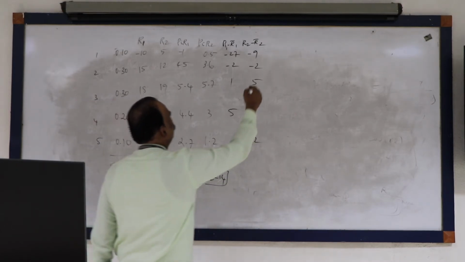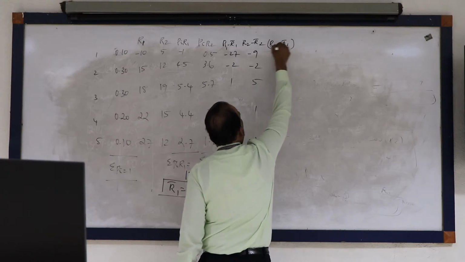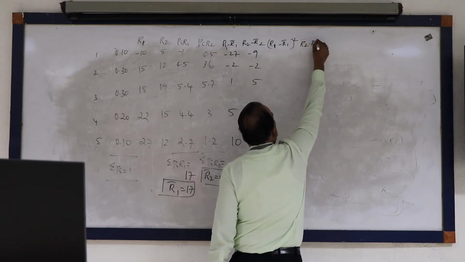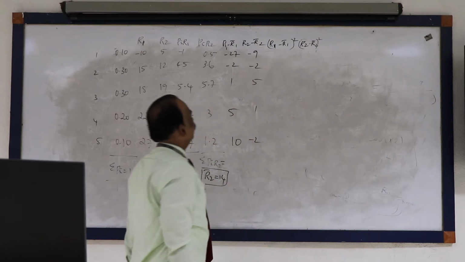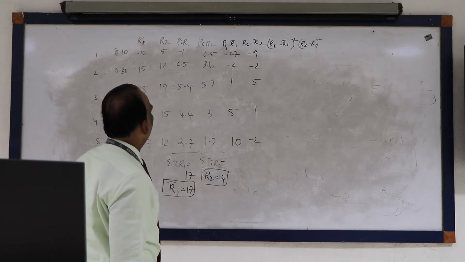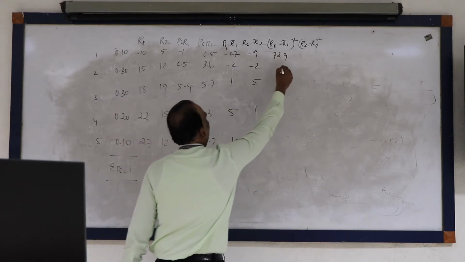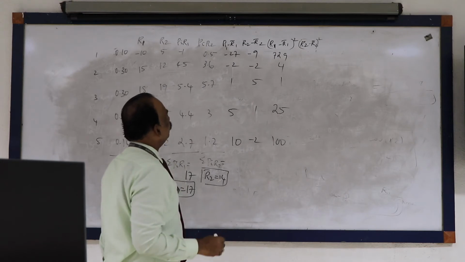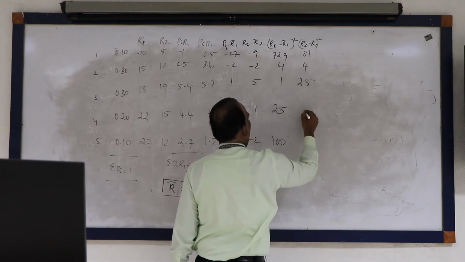Square it. R1 minus R bar 1 whole square, R2 minus R bar 2 whole square. That is minus 27 square, 729; 2 square, 4; 1 square, 1; 5 square, 25; 10 square, 100; minus 9 square, 81; 4; 25; 1; 4.